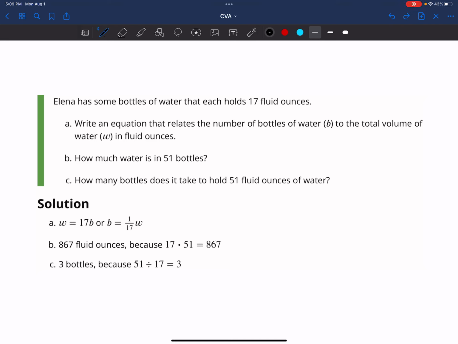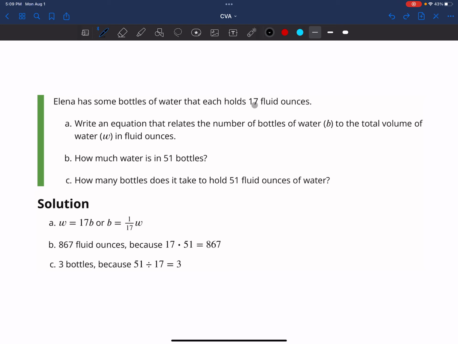All right, let's take a look at this problem here. So Elena, again, has some bottles of water that each hold 17 fluid ounces. Now write an equation that relates the number of bottles of water B to the total volume of water in fluid ounces.